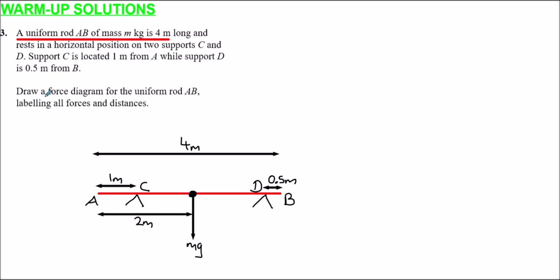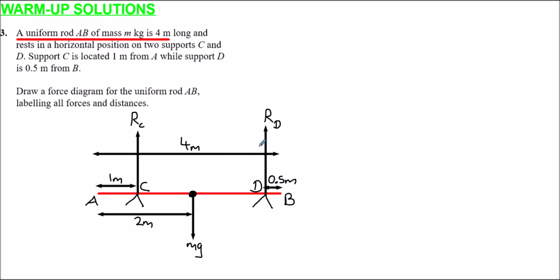So we need to draw a force diagram for the uniform rod AB, labelling all forces and all distances. So this is where it gets a bit interesting. All forces and all distances, that's going to be a lot of labelling. So if this rod's going to be supported at C and D, there are going to be reactions from the support C and the support D, which are in effect pushing the rod up to support its own weight. So at C, we can do a line going upwards, and I'm going to call this R subscript C. So that's the reaction from C. Likewise at D, a line going upwards, I'm going to call this the reaction from D.